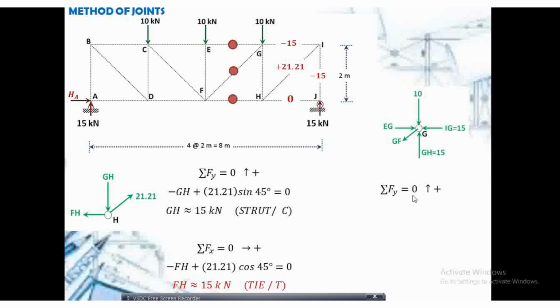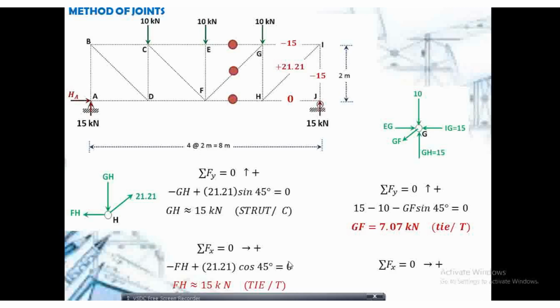So if I take summation of forces along the y-axis, upwards positive. 15 is upwards, minus 10. My vertical component si GF. So I have to multiply that by sine 45 degrees. My GF is equal to 7.07 kilonewtons. Again, GF is away from the joint, so that is a tie.